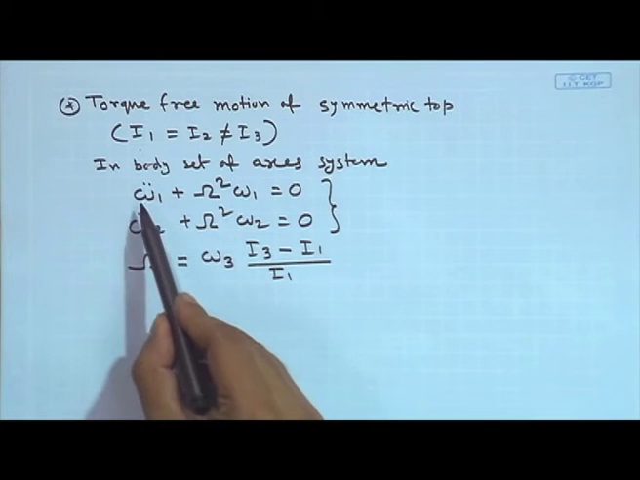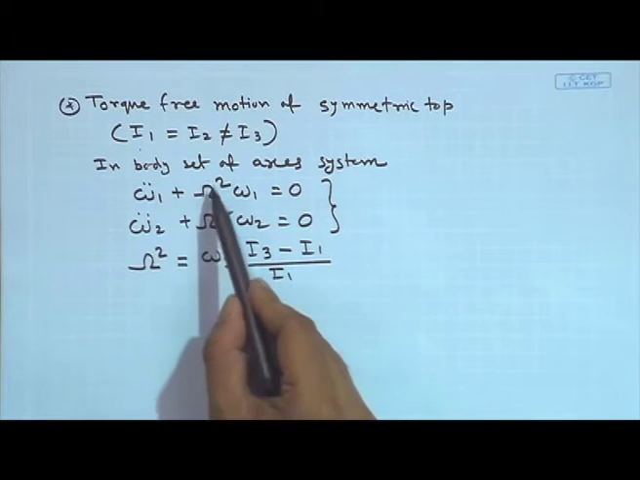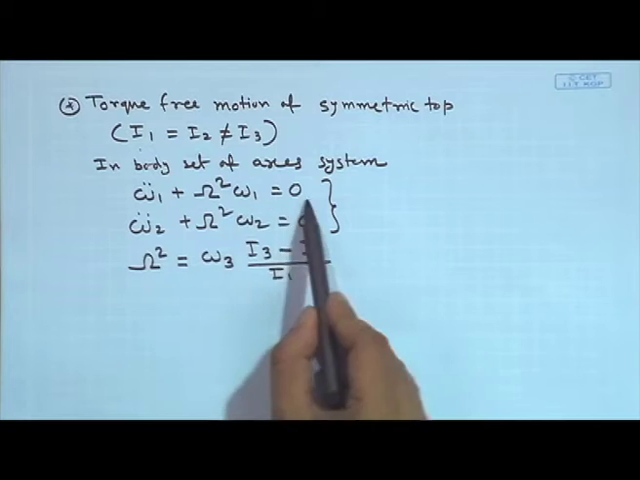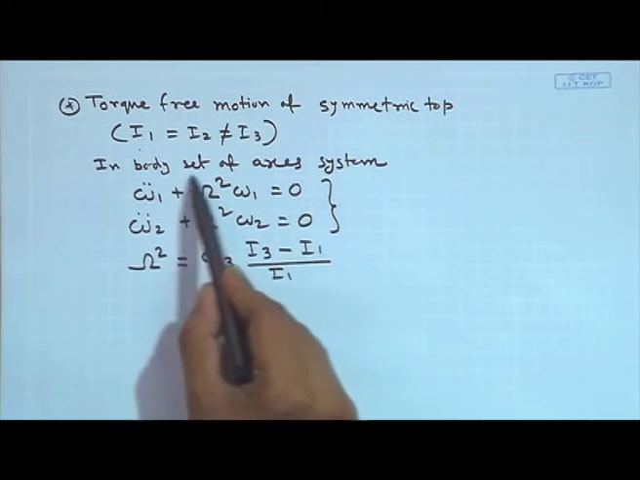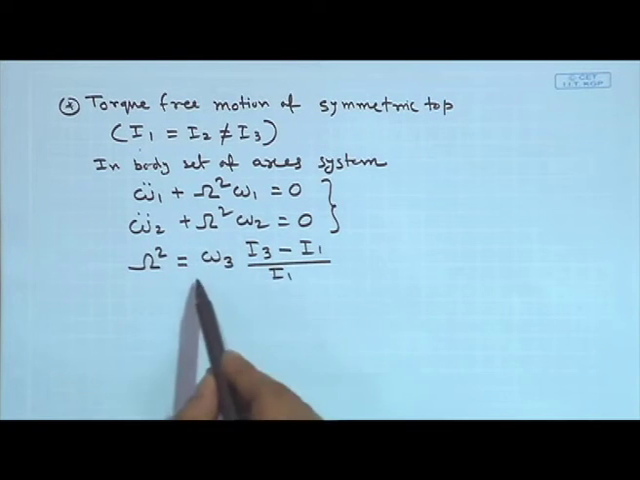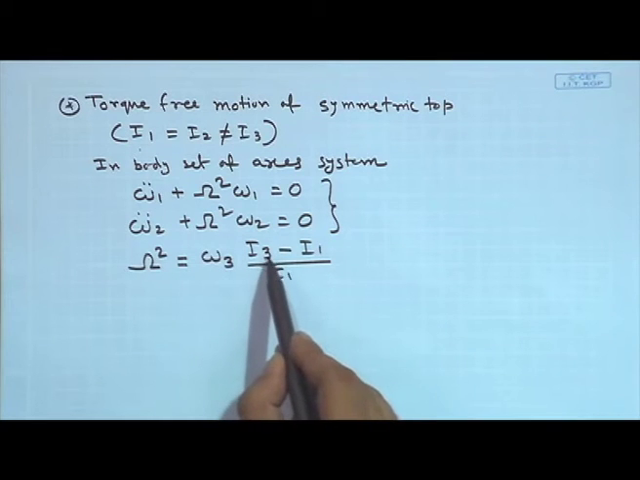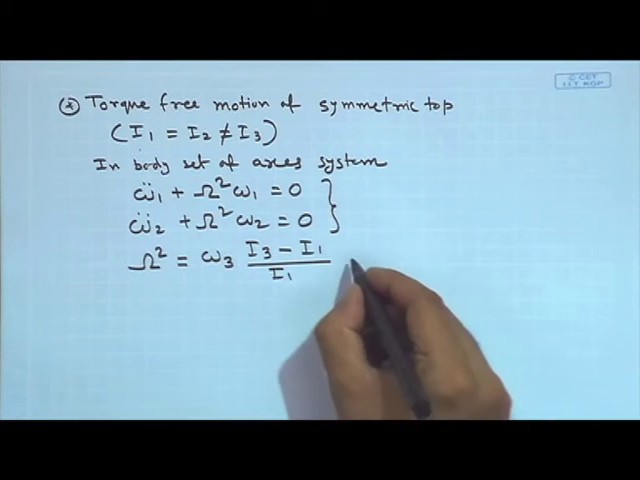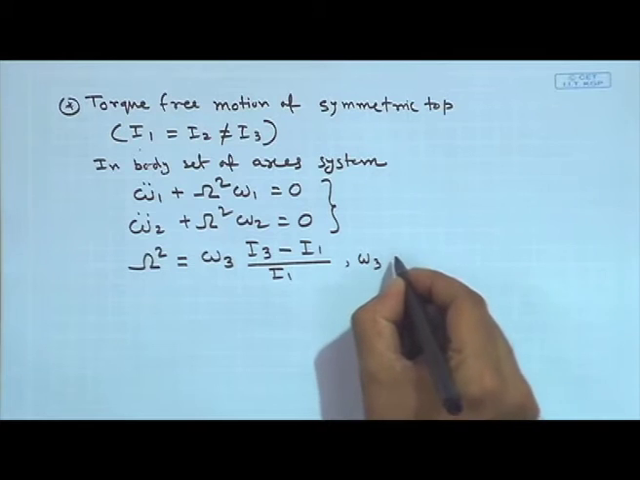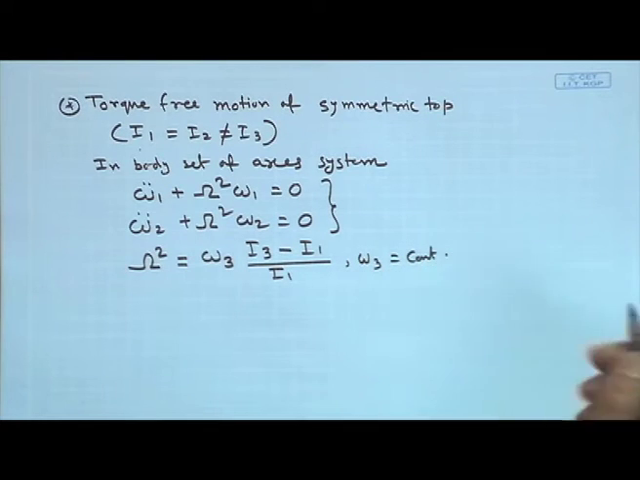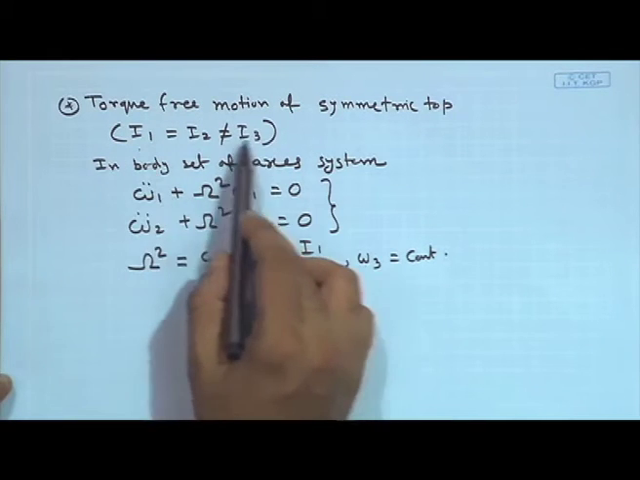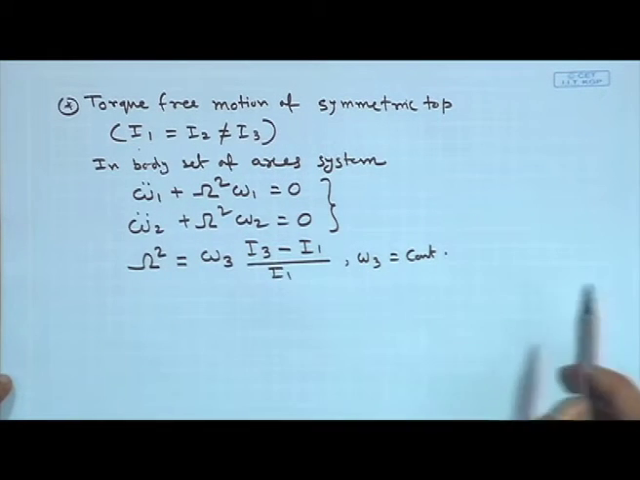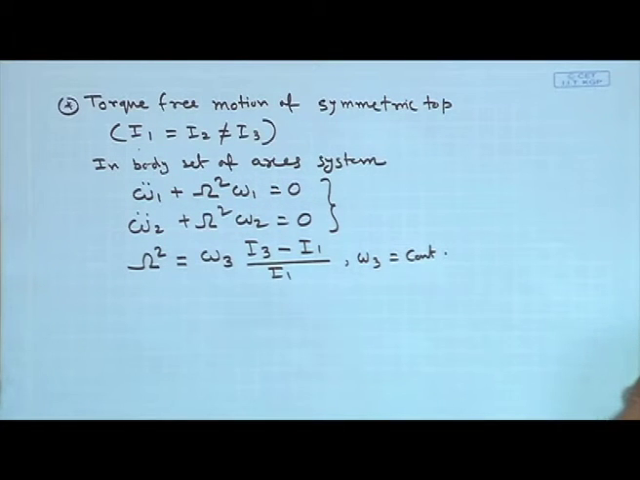we get omega 1 double dot is equal to capital omega square omega 1 equal to 0, and a very similar equation for omega 2, where this capital omega is omega 3 times I3 minus I1 divided by I1, and also omega 3 equal to constant. That is what we got by setting this condition in the Euler's equation for torque free motion. So, that means in the Euler's equation we have to set the right hand side uniformly equal to 0.